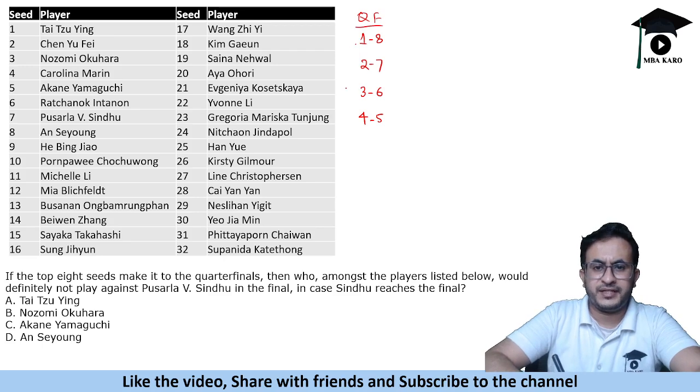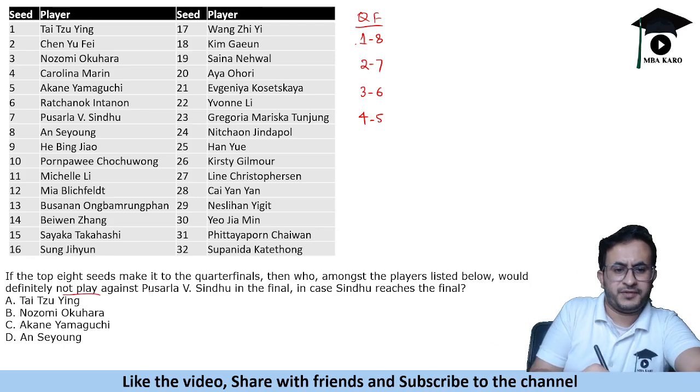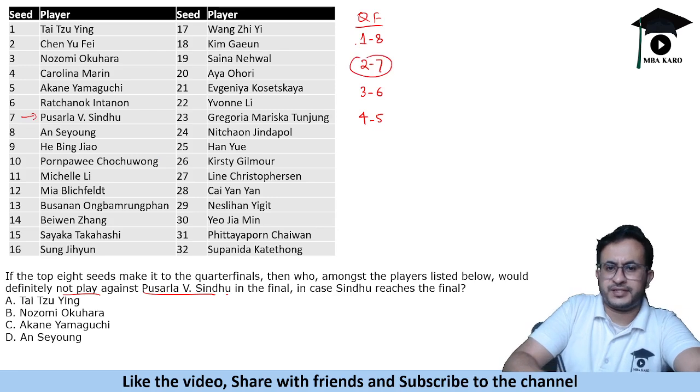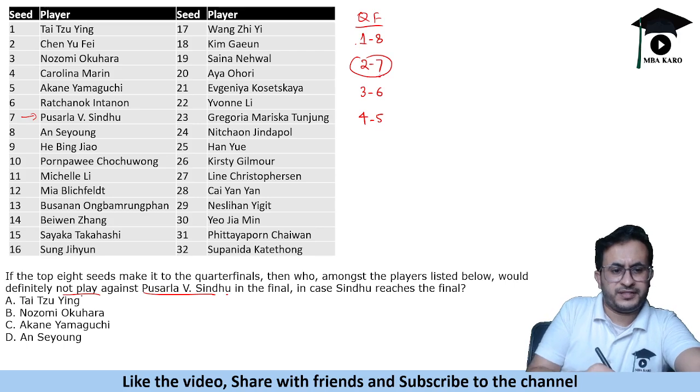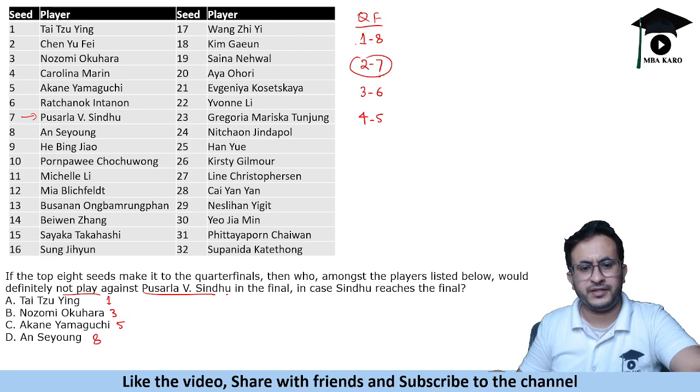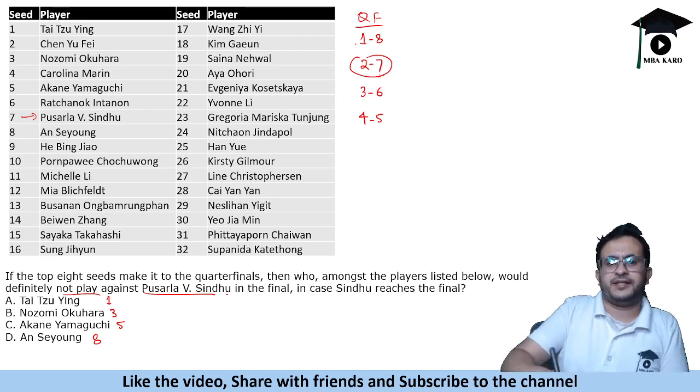Top 8 make it to the quarterfinals. Now the match is 1 versus 8, right? So we need to find who will not play against PV Sindhu. PV Sindhu is rank 7. Now we first need to put the ranks. Tai Zhu Ying is 1, Nozomi Okuhara is 3, then Akane is 5, and An Seong is 8. Right? 1, 3, 5, 8. We need to tell who cannot play against them in the final.